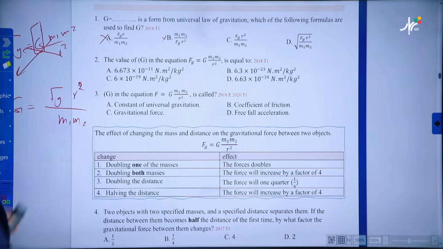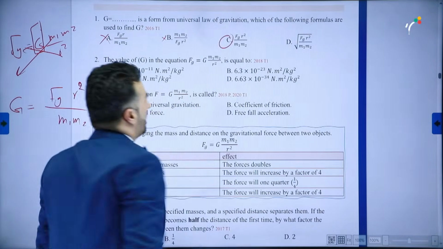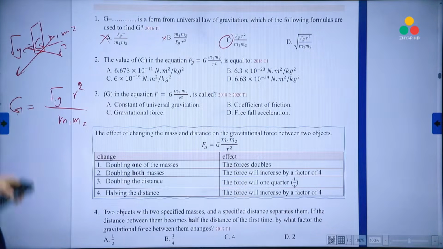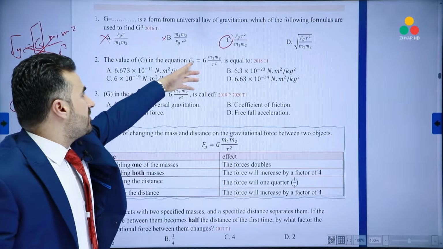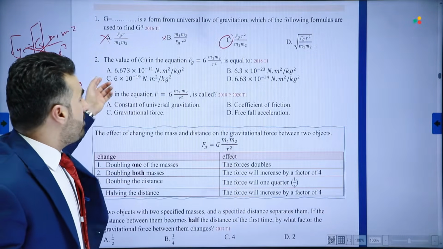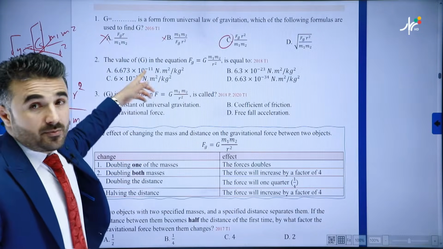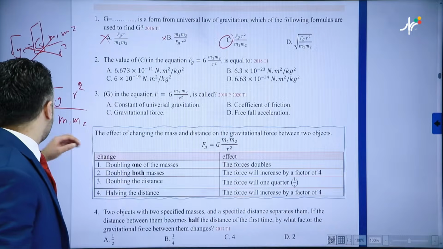So which one of these would be the correct option in this case, which is option C, correct? Okay, can we choose the last option D? No, because G is not squared in here. What about the second question? It says the value of G in the equation Fg equals this is equal to what? We've mentioned before that the value of G equals 6.63 times 10 to the power negative 11, of course, Newton meter squared per kilogram squared.